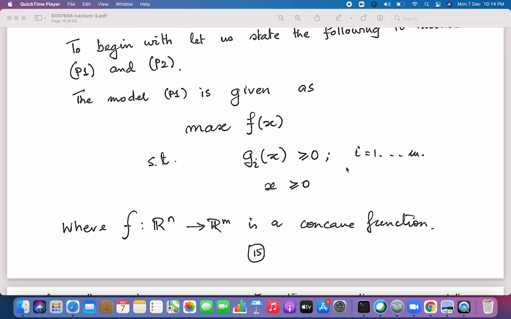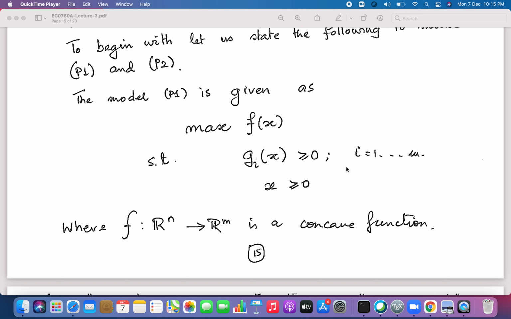And f(x) is usually a concave function. It could be profit maximization, it could be a utility function, and many other things. But it need not always be a concave function, it could be just a differentiable function. But let us assume the simplest structure. It is a concave function.